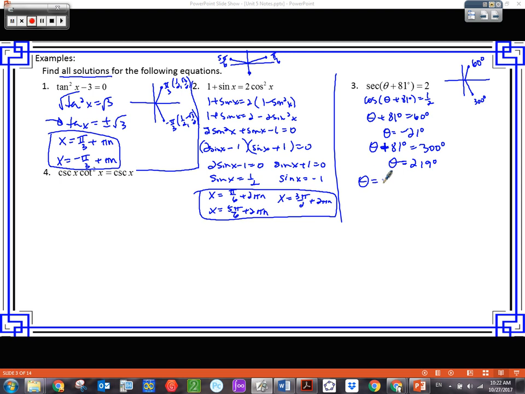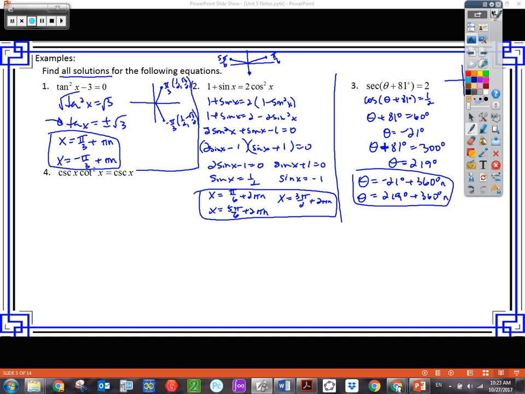So theta could be negative 21 degrees plus 360 degrees n, or theta could be 219 degrees plus 360 degrees n. It doesn't matter to me whether you put the degrees on the 360 or on the n. I usually write it like that. And that's our third one. We okay so far? Okay, the last one that we're going to look at, number 4.